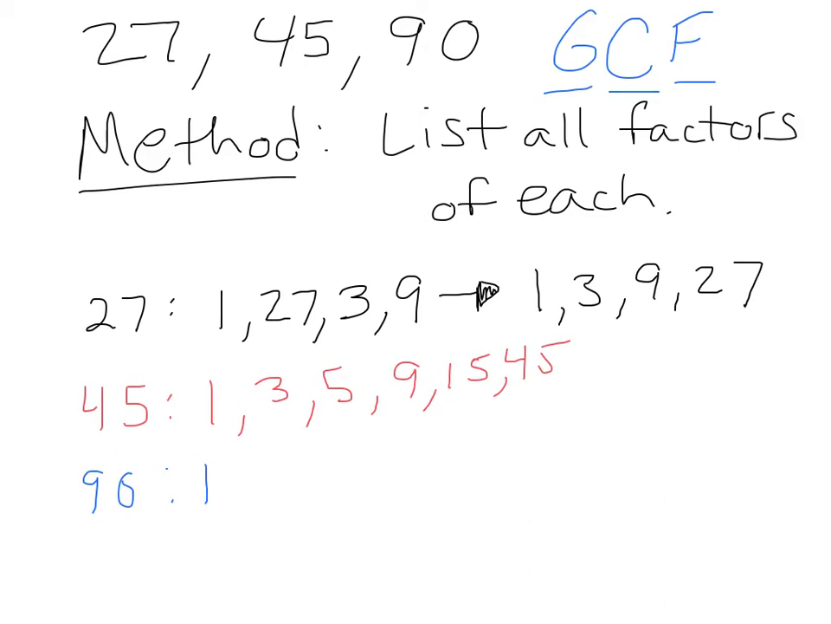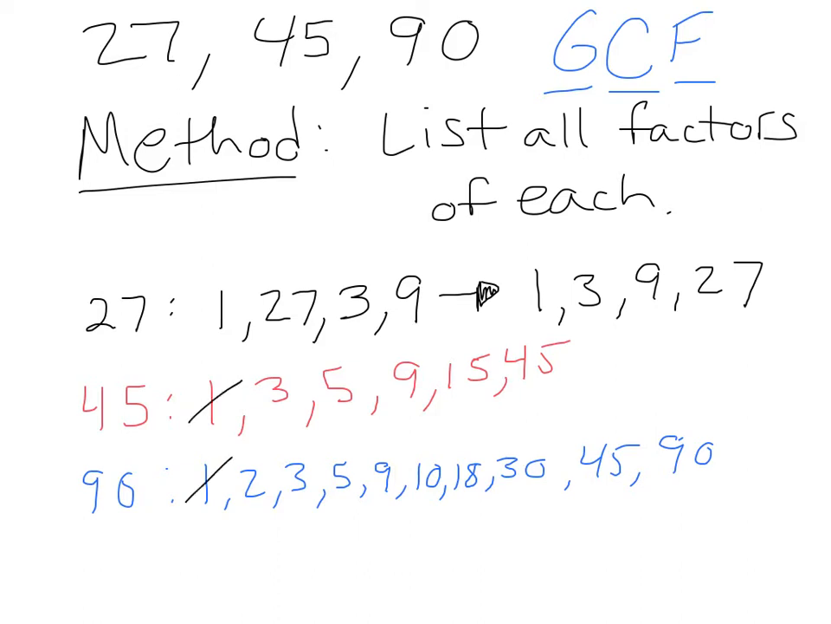Its factors are 1 with 90. 2 works with 45. 3 works with 30. Does 4 work? I don't think so. 5 works with 18, I believe it is. And 9 works with 10. Sweet. Now let's find which of these is the greatest that all of these share.